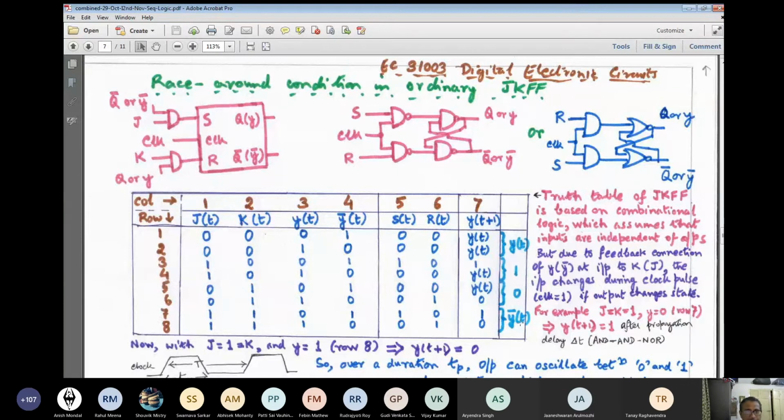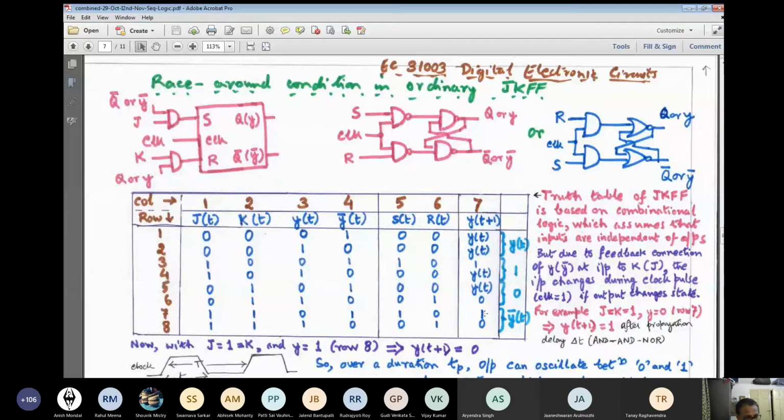So the truth table of the JK flip-flop is based on combinational logic, which assumes that the inputs are independent of output. But it is not so. Due to the feedback connection, Y is connected here, Y bar is connected there, the input changes during the clock pulse. That you remember. When the clock remains 1, the inputs can change and that will reflect in a change in the output. So for example, J equal to K equal to 1, Y equal to 0, suppose Y is 0 at the beginning, then Y will change to 1.